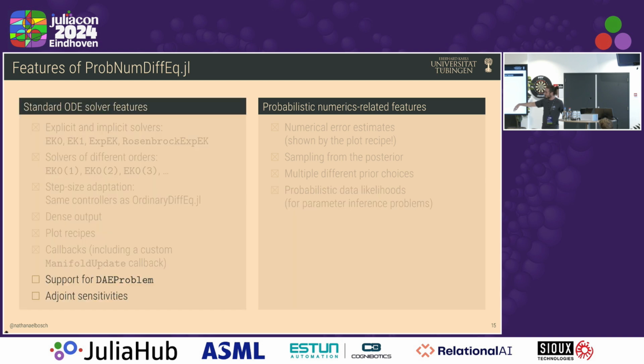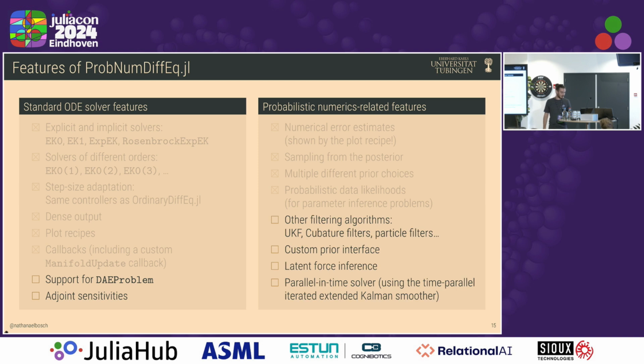And there are some things that are missing. On the engineering side, we cannot support DAE problems right now, because in OrdinaryDiffEq, you're either an ODE solver or a DAE solver. We are both, but that doesn't work right now. And then maybe one bigger topic is adjoint sensitivities. That's just an open research problem. How do you compute these things from a probabilistic numerics perspective? So yes, someone should write a paper about this. And I said we can use other filtering algorithms. They're not implemented. Would be cool. And a few more interface things.